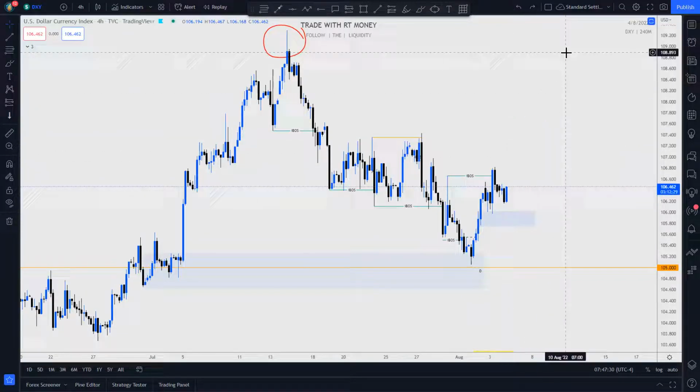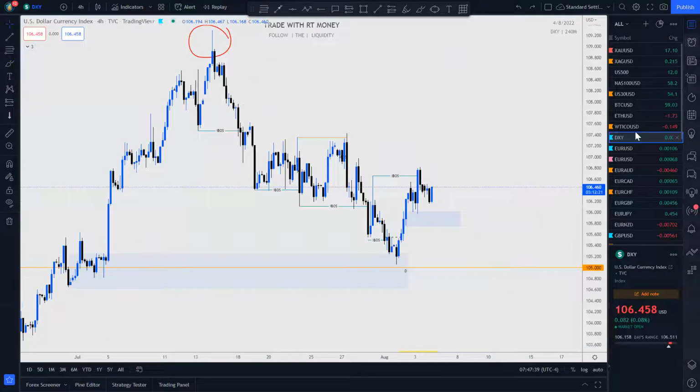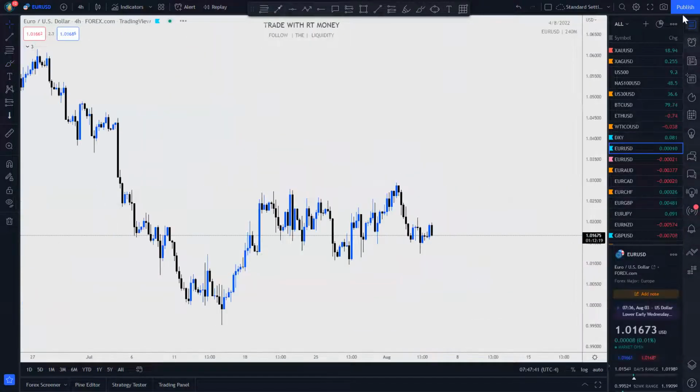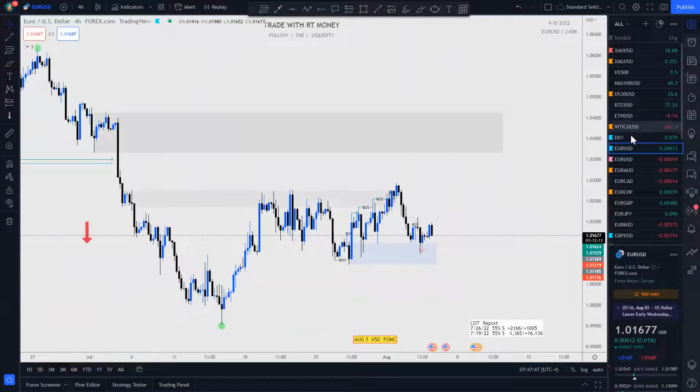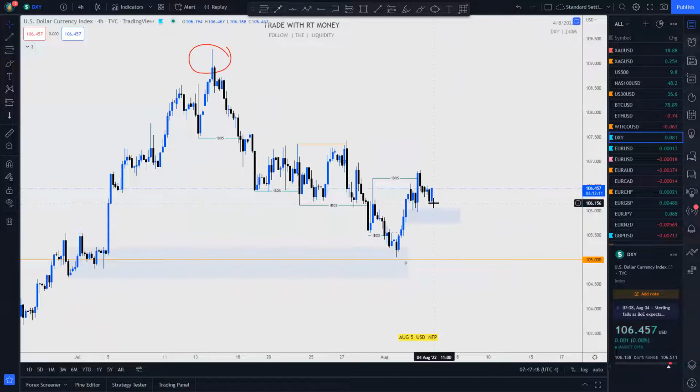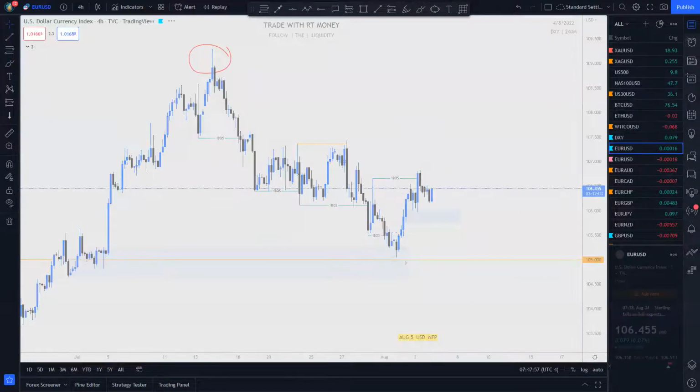You understand? So what does that mean? That means strength to the Dixie. All right. Strength to the Dixie, which means what on the EUR/USD? We should be going down. Look at that. That's what you want to see. As it goes up, the Dixie is the mirror image of the EUR/USD. The mirror image.